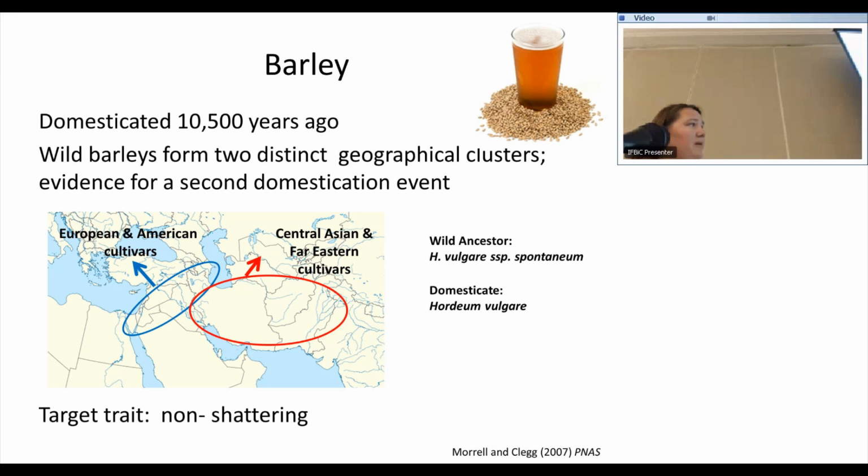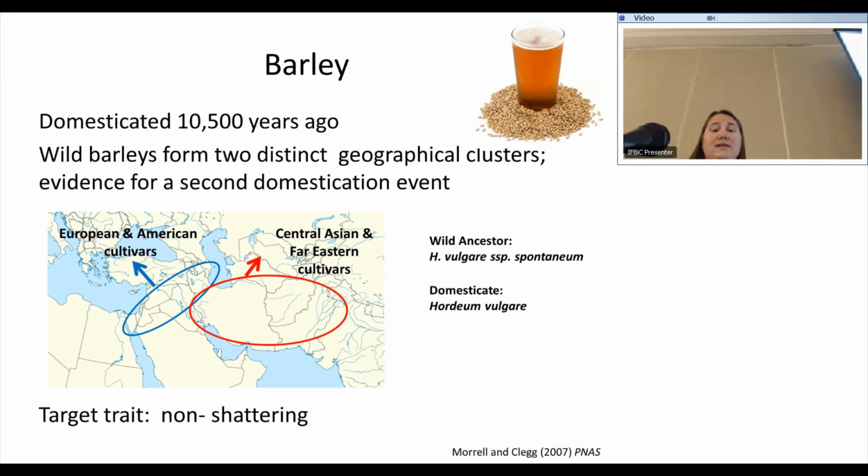And the domestication for barley is such that they feel that there were possibly 2 different domestication events, or they're somehow related, but the blue domesticates here contributed mostly to the European and American varieties that are used today, whereas the red varieties that were farther east contributed more to the Asian and Far Eastern cultivars.